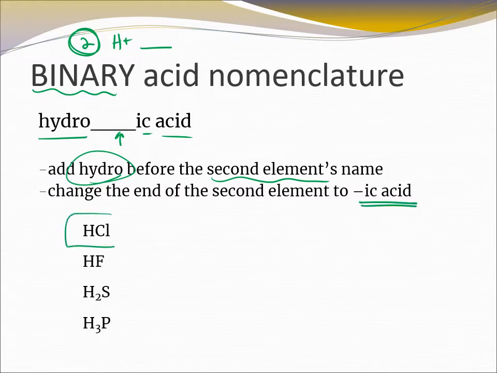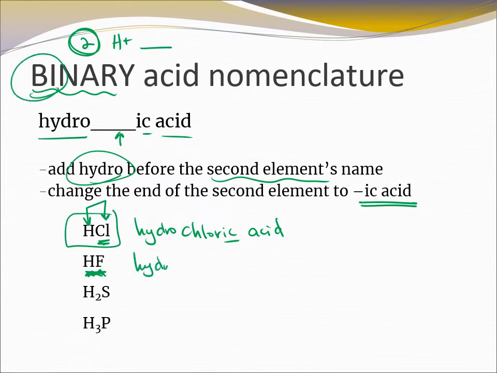So if I have HCl, I'm going to put hydro in front. I only have two elements, hydrogen and chlorine. We're always going to start with hydro. Hydro, and I'm going to turn chlorine into chloric acid: hydrochloric acid. Two elements, hydrogen and fluorine. It's binary because there's only two elements, hydrogen and one other. We're going to always start with hydro. Fluorine will become fluoric acid.